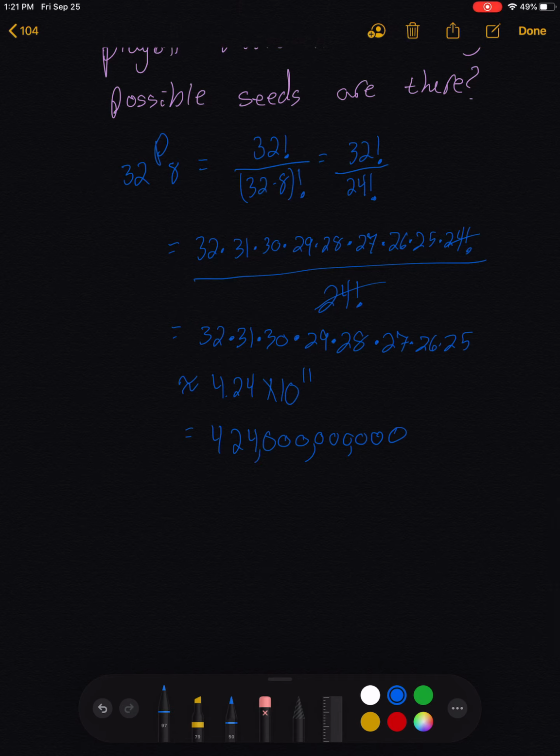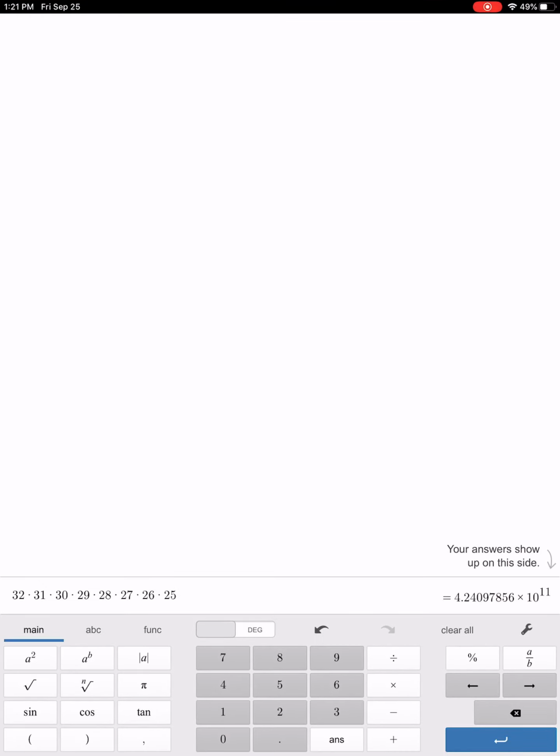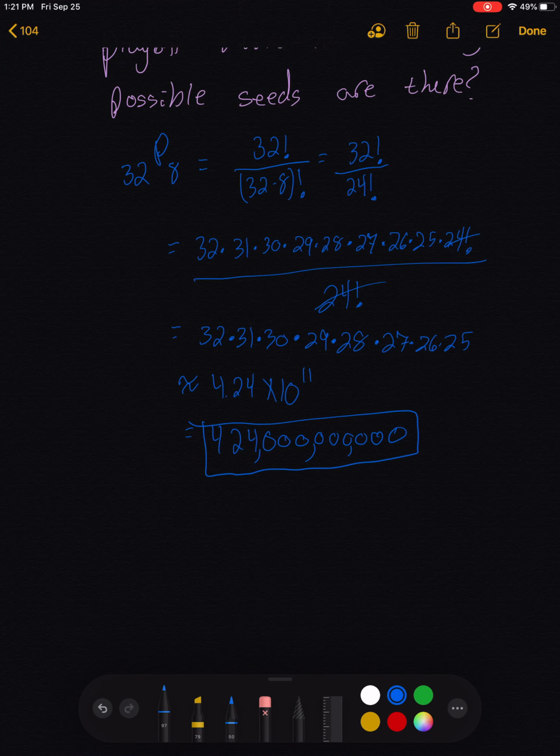So about 424 billion different options. Again, that's approximate because I cut off the digits we had towards the end there, but approximately 424 billion different options. So we see from this example that permutations grow very, very quickly. Factorials in general grow very, very quickly. And again, this was listing all the possible seedings. So this is how many possible ways there are to have 8 players from this group of 32 be ordered from 1 through 8.